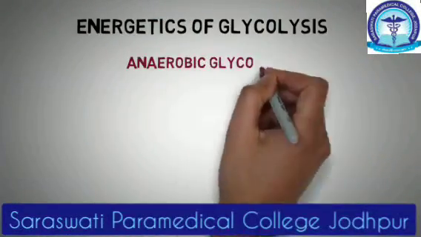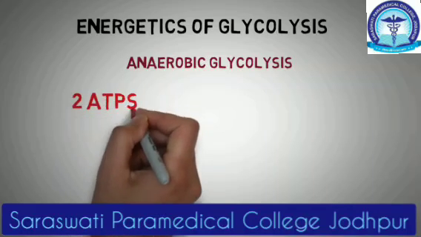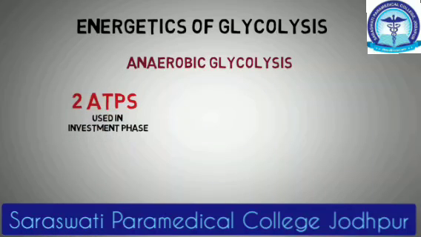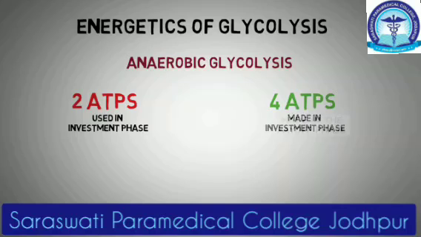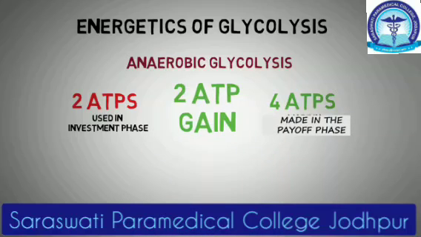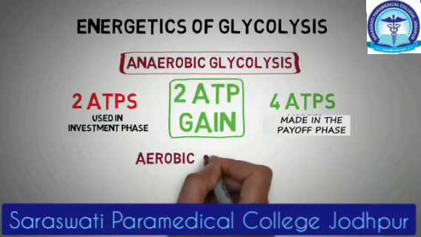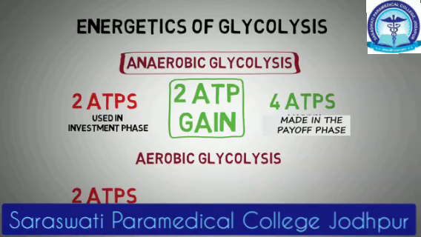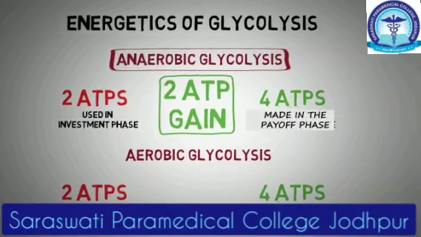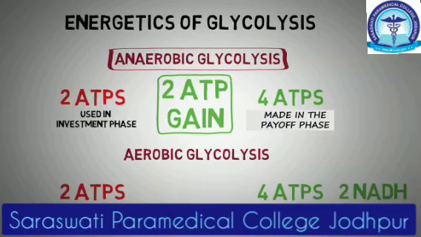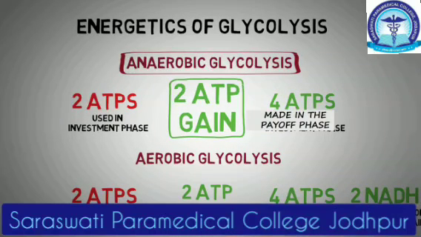We are using 2 ATPs in the investment phase of glycolysis, and we are producing 4 ATPs in the payoff phase. That gives us a net gain of only 2 ATPs in the anaerobic glycolysis. In the aerobic glycolysis, we are getting an additional 2 NADH molecules that will be used in the electron transport chain to produce more energy. Okay, so this was about the energy generation in glycolysis.